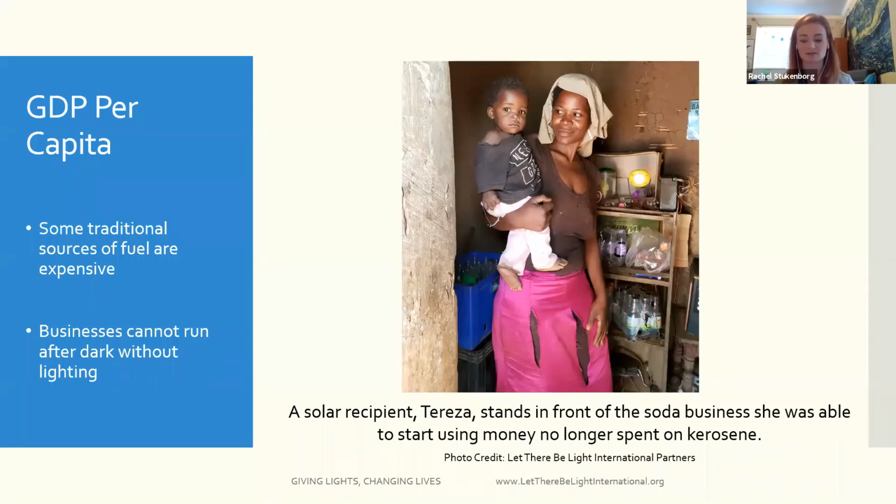Running a business is also limited by access to lighting. Without reliable lighting, businesses cannot run after dark, which limits the hours available for profit. This image is showing a solar light recipient, Teresa, who's part of the Safe Births and Healthy Homes program. And from the savings from her solar light, she was actually able to start a soda business using the money she no longer spent on kerosene.